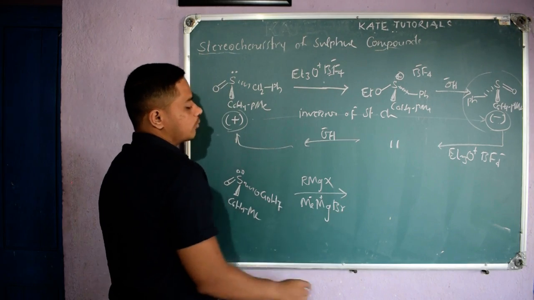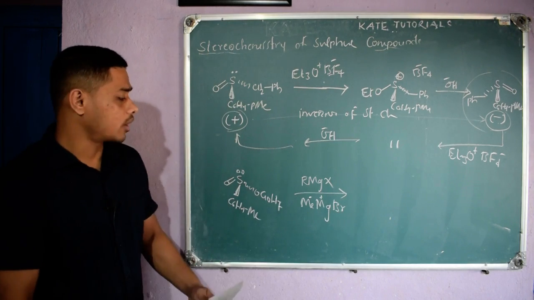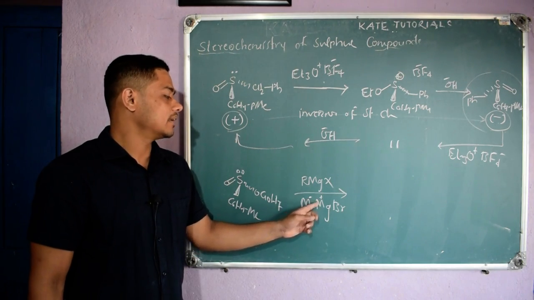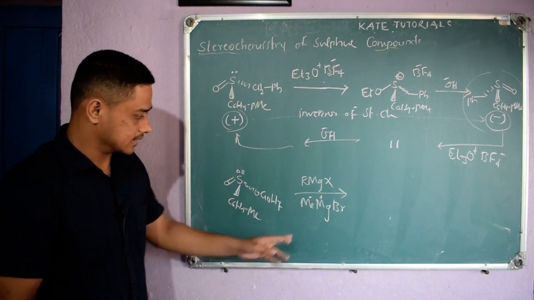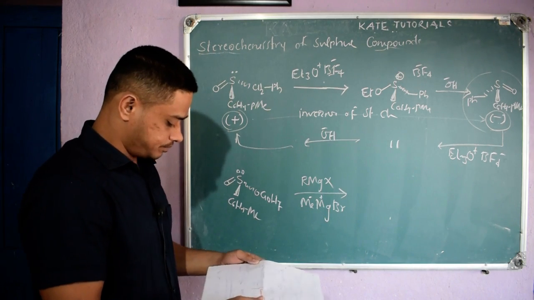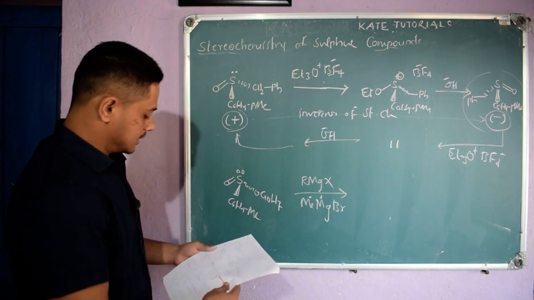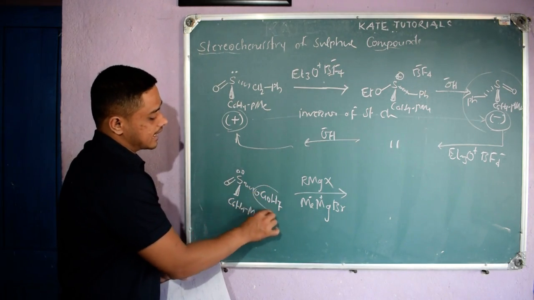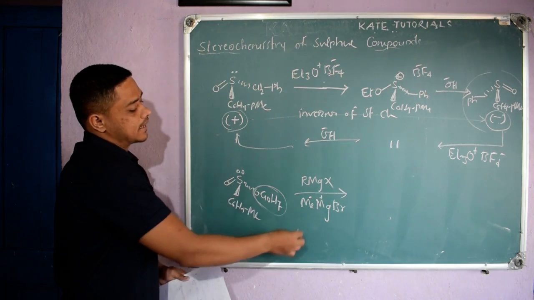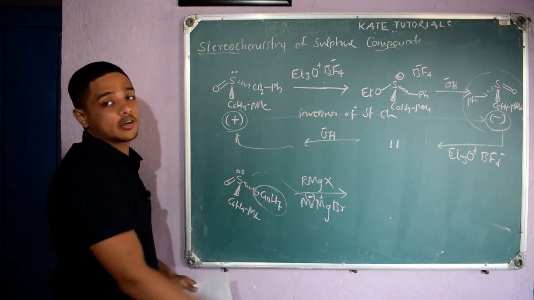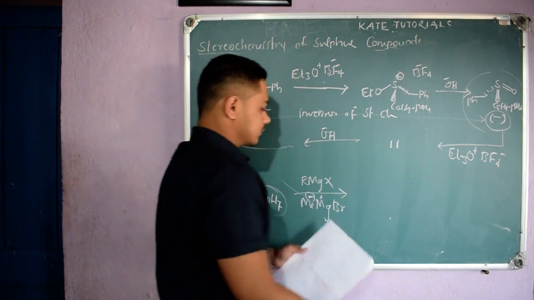Methyl magnesium bromide will be more of ionic character than covalent character. So we can write negative on methyl, positive on magnesium, as it is an electropositive metal, right? So what happens? Here we have this OC10H7, which is a good leaving group. As soon as this CH3 minus attaches to this sulfur, it loses that group. So we will get this product.